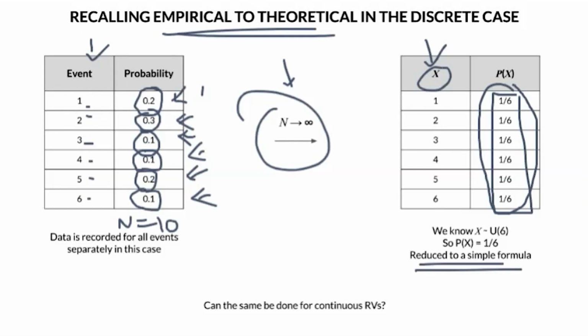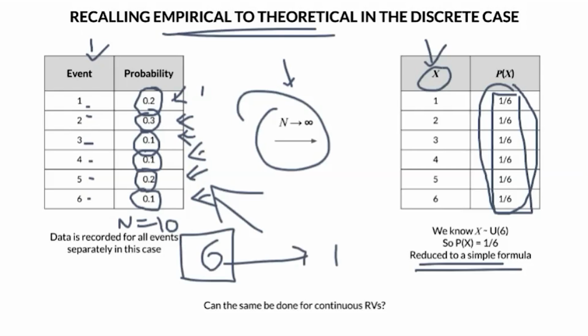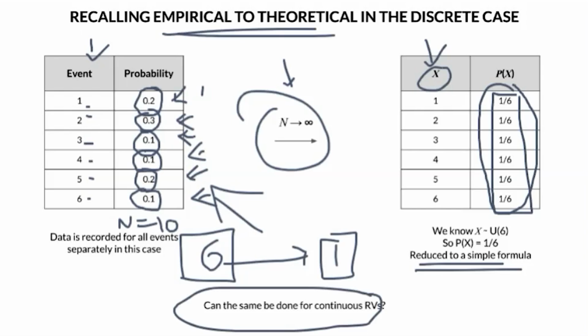You have reduced all of this data into a simple formula. So here I'm showing you 6 data entries changed into one number, correct? My question is, can we do the same thing for continuous random variables also? So you must be thinking, how is it even possible? So here we have taken 6 possible events, 1, 2, 3, 4, 5, 6.